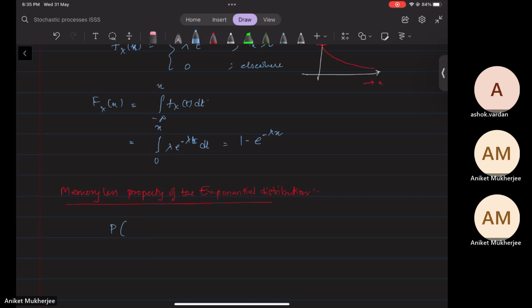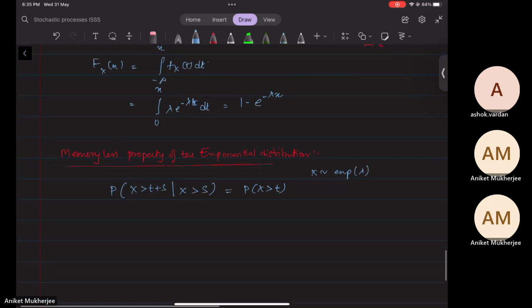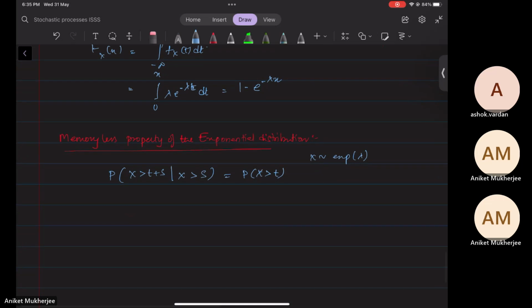The probability of X greater than t plus s, given X greater than s, is equal to the probability that X is greater than t. Here X is an exponentially distributed random variable with parameter lambda. What this says is that, given that you have waited till some time, X greater than s, the probability that you'll wait t more seconds is the same as the probability of waiting t seconds from the start. It doesn't matter when you came to the bus stand.